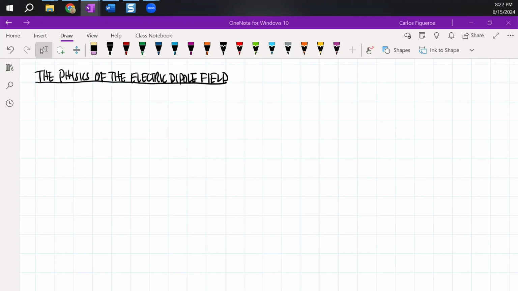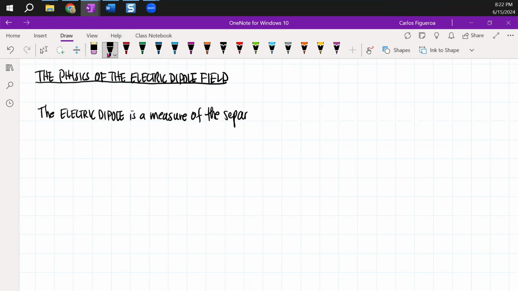The physics of the electric dipole field. The electric dipole is a measure of the separation of positive and negative charges.